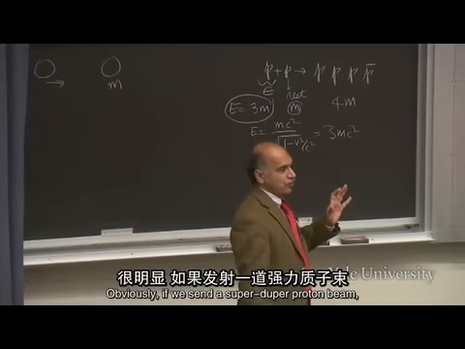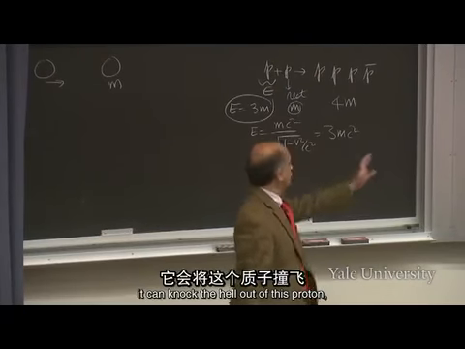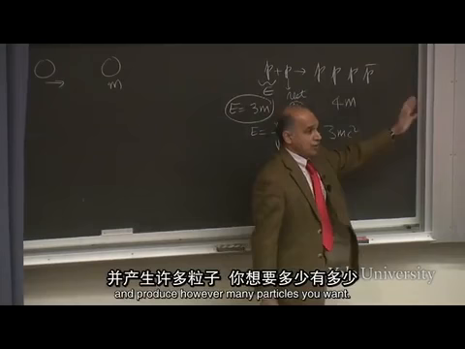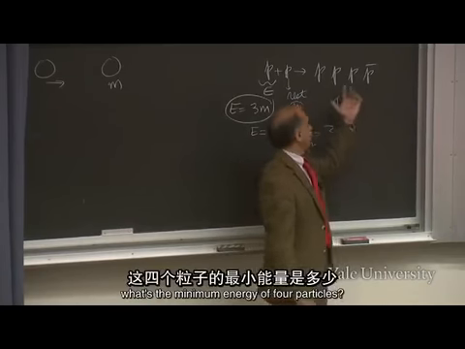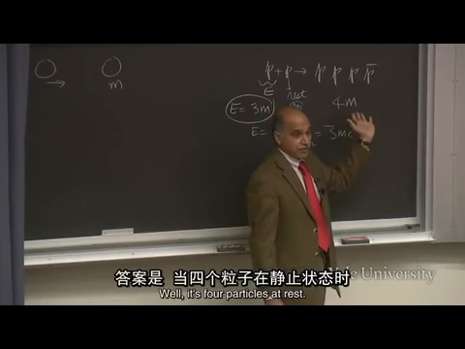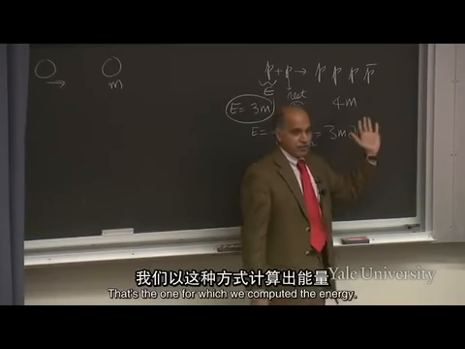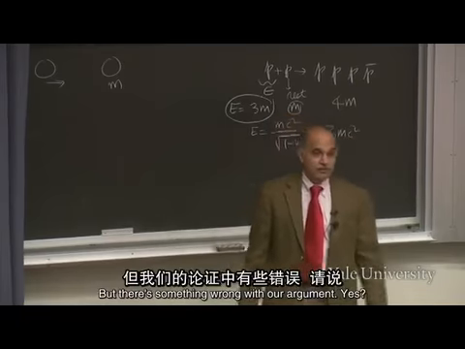Obviously, if you send a super duper proton beam, it can knock the hell out of this proton, produce however many particles you want. We want the minimum energy, and the picture we have is, what's the minimum energy of 4 particles? Well, it's 4 particles at rest. That's the one for which we computed the energy, but there's something wrong with that argument.